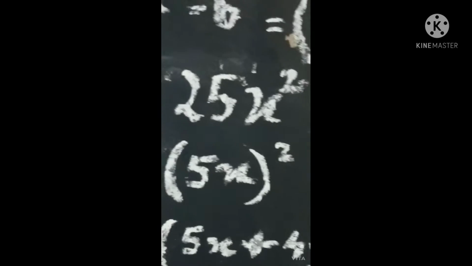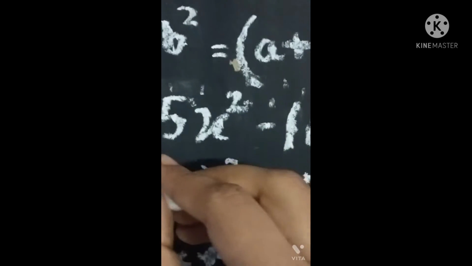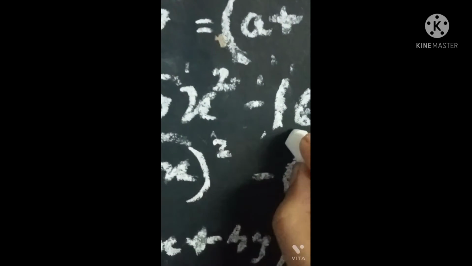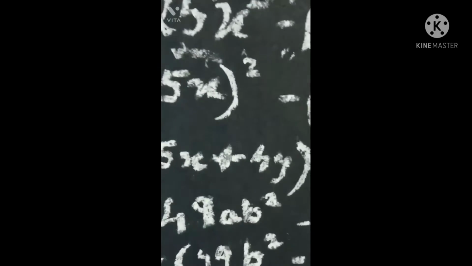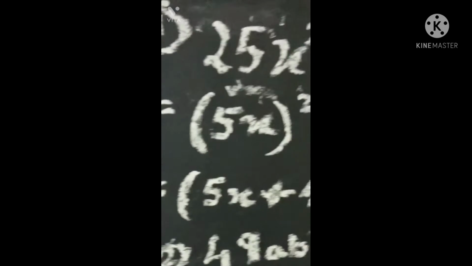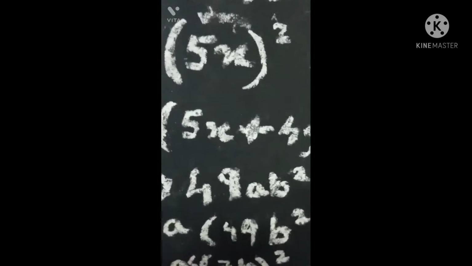Now I will show you two sums of a square minus b square. See it, first number: 25x square minus 16y square. It means a square minus b square. You can see 25x square minus 16y square comes a square minus b square. So what is the rule? Rule is a plus b into a minus b.